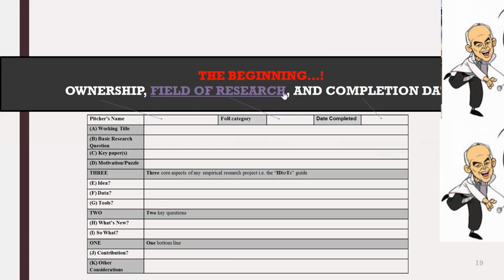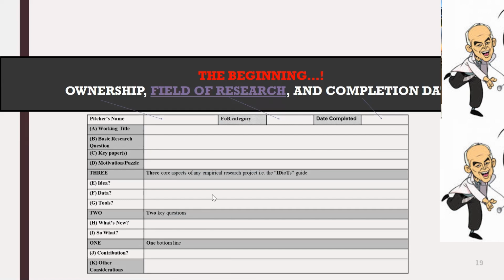And the date of completion is also important. You put the date of completion for the first version, and then if you improve the pitch template, you put the new date, and then you keep moving so that you can track it in the past. So these are the starting things, the beginning.